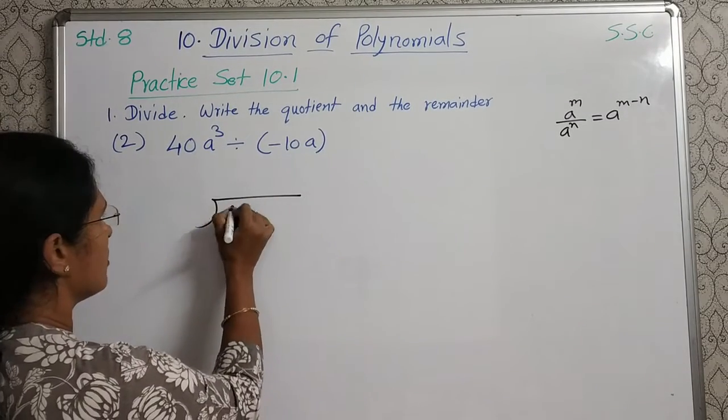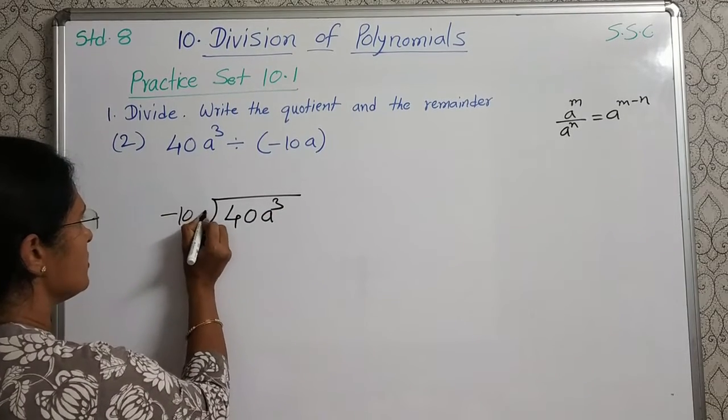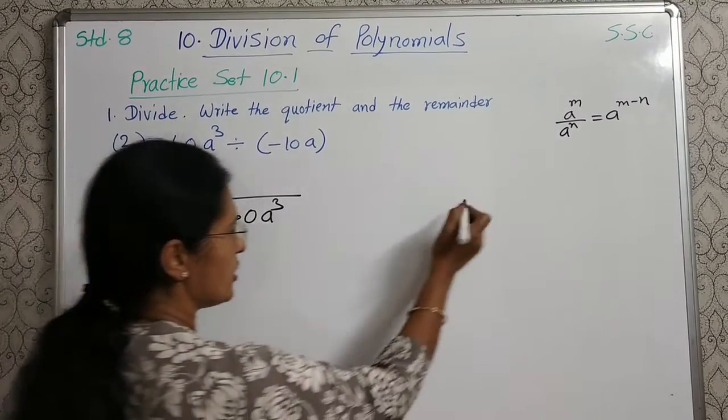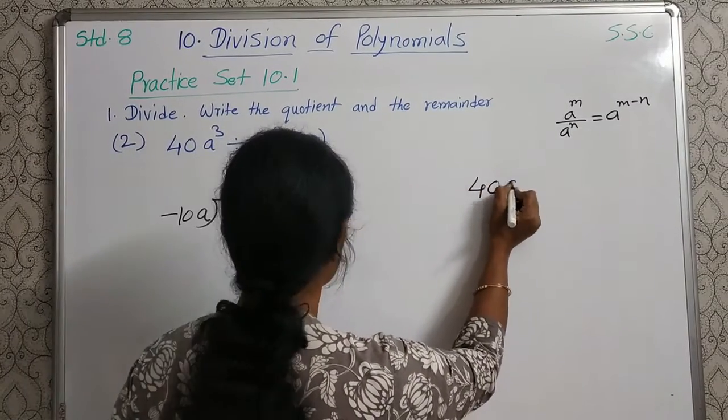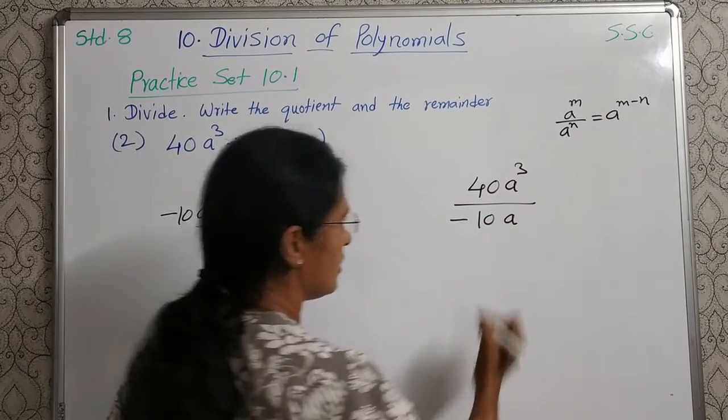So write here 40a cube divided by minus 10a. This is the dividend, this is the divisor. Now we'll do the rough work here. 40a cube divided by minus 10a.